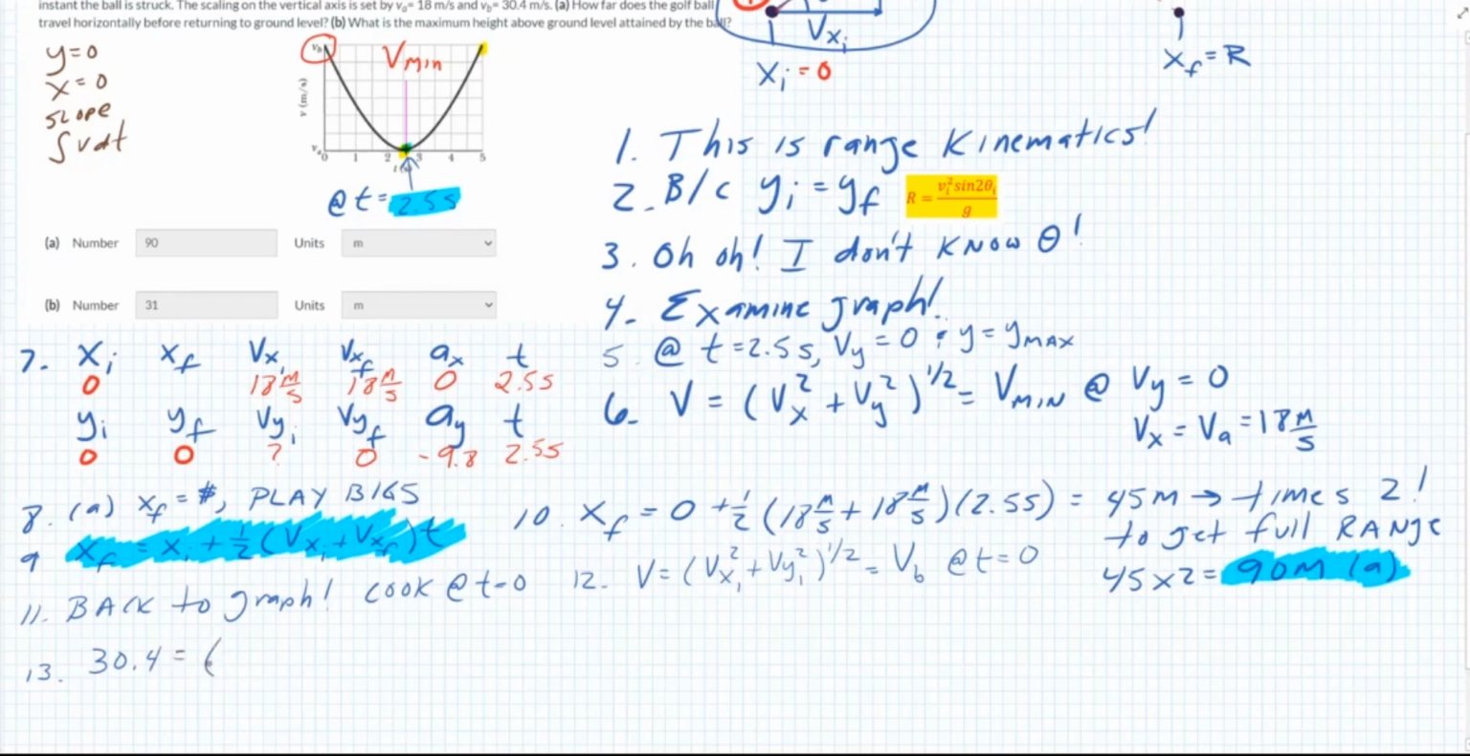30.4 equals the square root of Vx initial squared, I got that and that never changes, that's 18 meters per second squared, plus, check this out, Vy initial squared. Okay, so let's solve for V subscript Y. I'm just going to say 30.4 squared equals 18 squared plus Vy initial squared. So step 15, Vy initial. Let's get a number on that and store it.